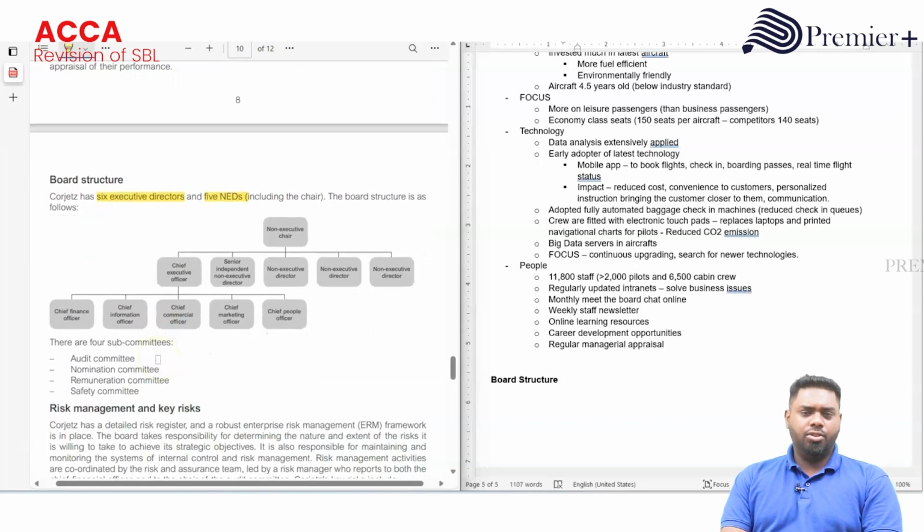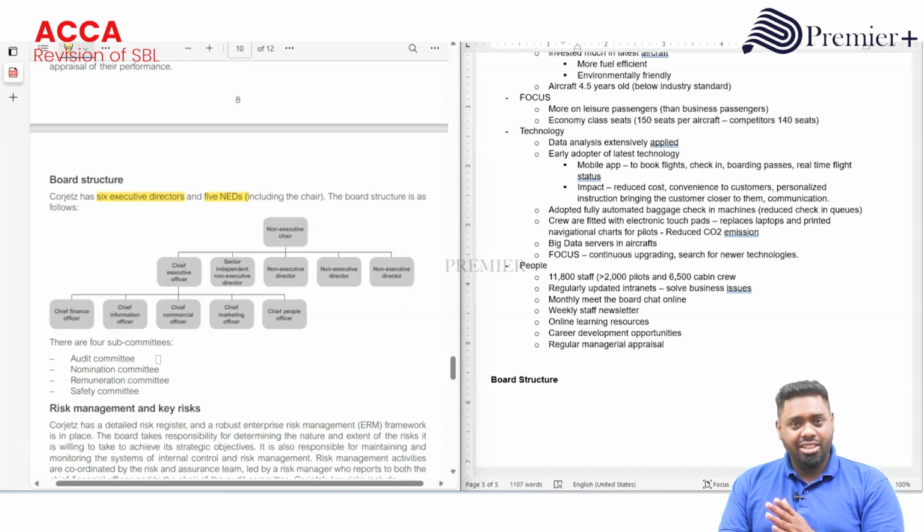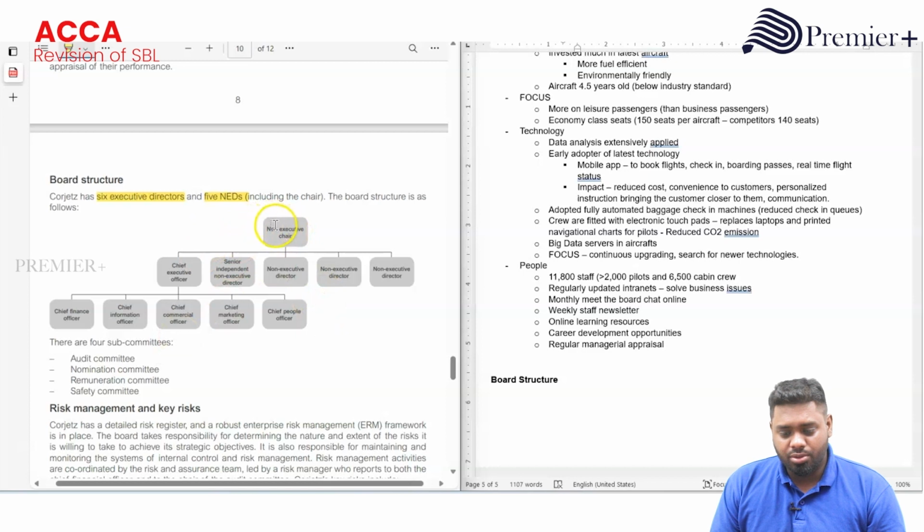At this point of time, you should recall a recommendation of corporate governance procedures, which says NEDs, non-executive directors, should at least minimally be half of the board of directors. So we should have at least non-executive directors numbering equal to the executive directors. Here we have 6 EDs and 5 NEDs. But keep in mind, these corporate governance procedures are not legally required, not mandatory, but are recommendations.